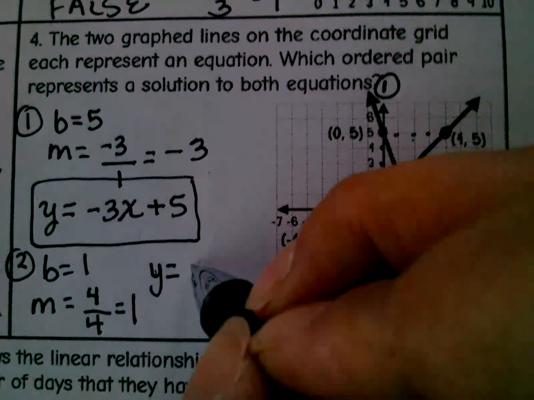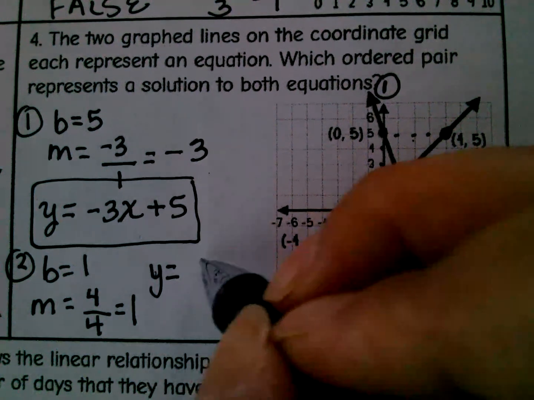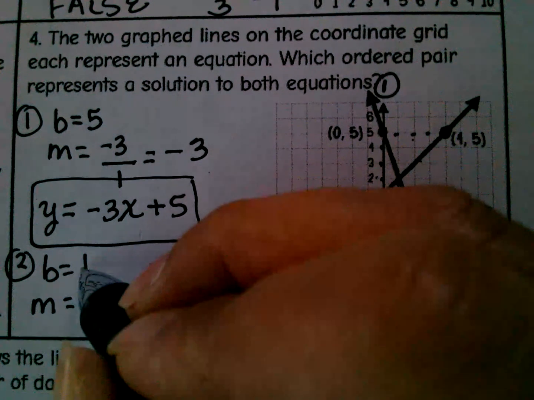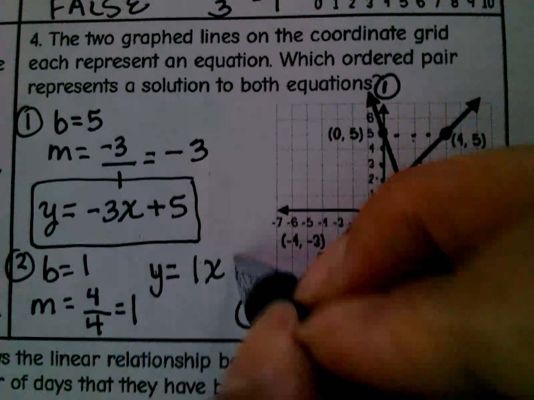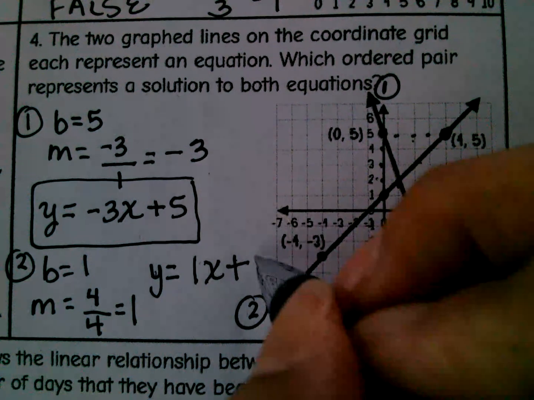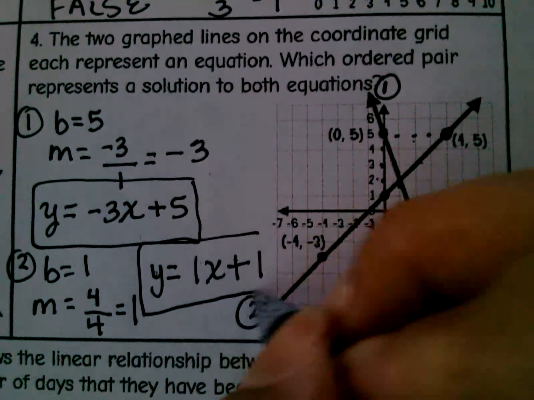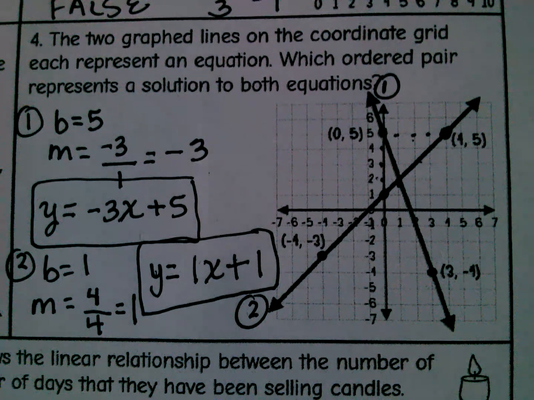So who's the M? 1x. And then? Plus 1. Very good. So this you do have to know how to do. If I give you 2 lines graphed, you do need to be able to be giving me the equation. Okay? All right. So we got the equations of the lines.